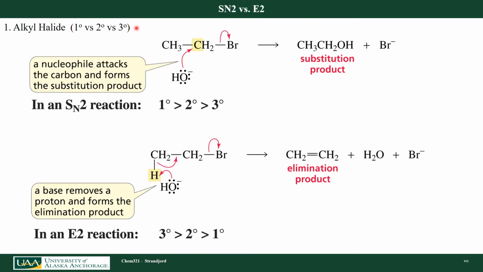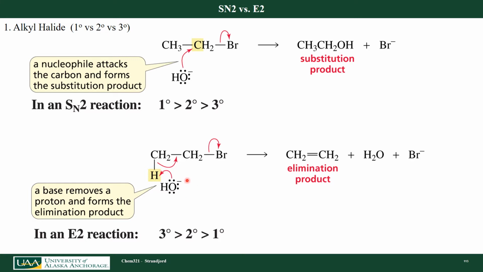Let's look at that same trend for SN2 versus E2 using some molecules here. If I have a primary alkyl halide, that carbon, the one that has the halogen attached to it, is fairly open and I can have a nucleophile attack it. If I had a tertiary alkyl halide, my nucleophile couldn't get in. So primary alkyl halides react faster than secondary, react faster than tertiary, so I get the substitution product typically.